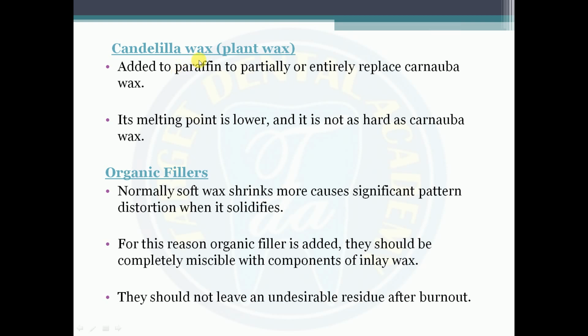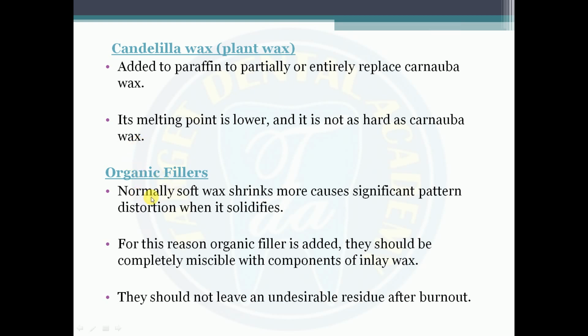Coming on to the candelilla wax, that is a plant wax. It is added to the paraffin to partially or entirely replace the Carnauba wax. Its melting point is lower and it is not as hard as the Carnauba wax.